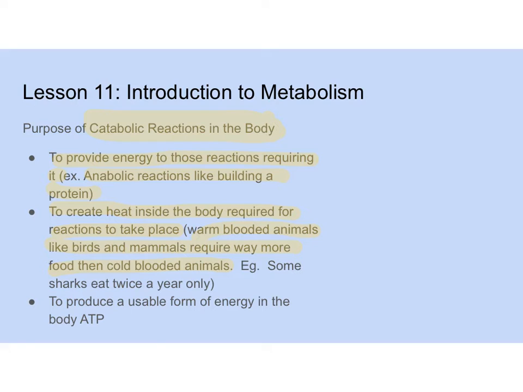But nothing like amphibians or reptiles or some fish that are cold-blooded. If you're a cold-blooded animal, you don't need to be doing this, so you don't need to have your metabolism as high. You don't need to be eating as much food. Certain sharks, say, will eat twice a year, because they're cold-blooded. Anything warm-blooded needs to eat a lot more regularly. And the main purpose of catabolic reactions, which ties into both of these things, is to produce a usable form of energy in the body, ATP.